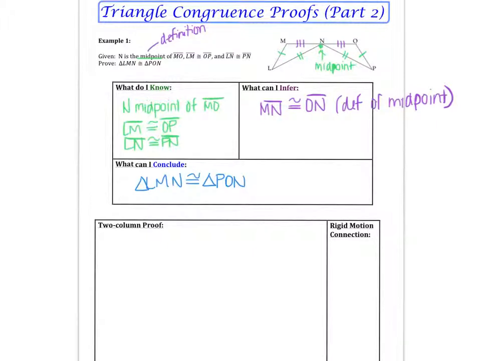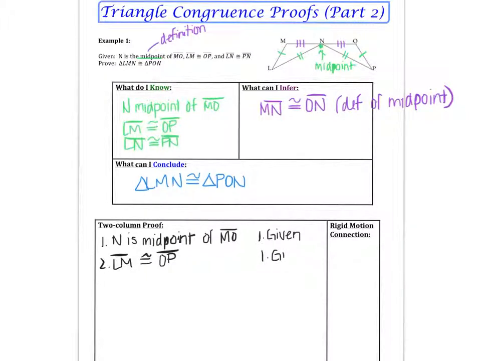So I start with my given statements. So N is midpoint of MO, and that's given. I know that LM is congruent to OP, that's given. I know that LN is congruent to PN. Oops, that should be a 2. That's given.